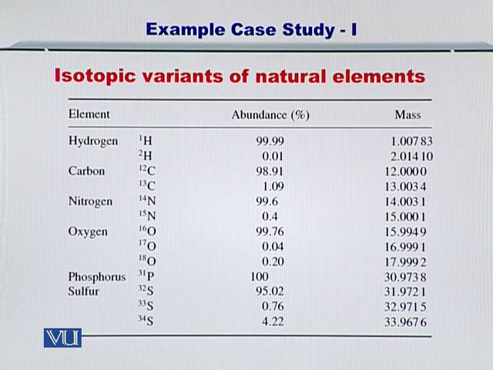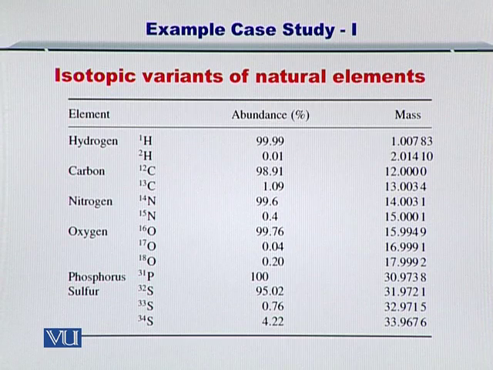So if you were to select hydrogens from 100 hydrogen atoms, there is a 99.9% chance that you will have a hydrogen 1. However, there is this very small chance, that is 0.01%, that the hydrogen element that you will select will be hydrogen 2. So these variable masses and variable abundances lead us to a variable molecular weight for the entire protein molecule. All the proteins, as you know, comprise these elements that are listed in front of you.